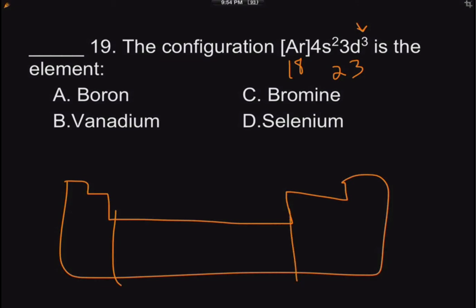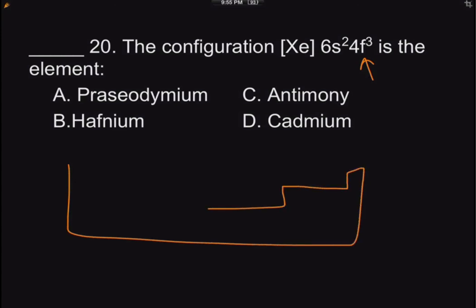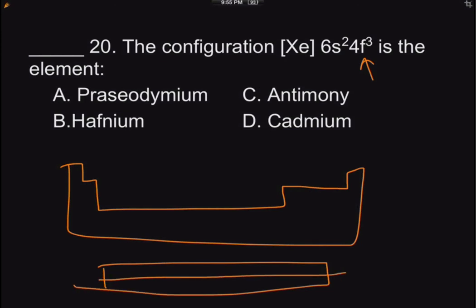So the D block is the one in here, so you'd count 1, 2, 3 over, and you'd find that that is vanadium. All right, we've got xenon, 6s2 4f3. This is the first time we've seen the F block on here. So the F block is the 2 rows at the bottom of the periodic table that are always kind of down here by themselves. 4f is the first of those 2 rows, and 4f3 means you're going to go 1, 2, 3 over, and that's where you'd find praseodymium.